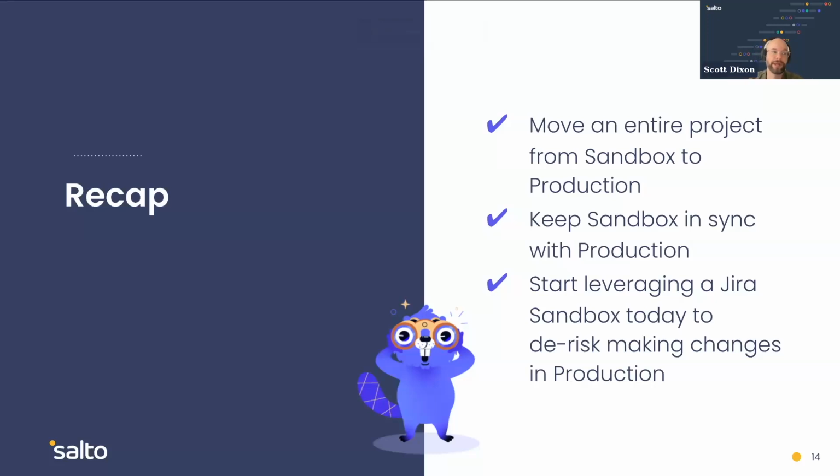Just to recap, you can use Salto to move an entire project in terms of the configurations from sandbox to production. It's a great way to help you keep your sandbox in sync with production. If you are making changes directly in production, you can push those back down to sandbox to keep everything aligned so that you can actually leverage your sandbox environment as a testing and development environment. So start leveraging a Jira sandbox today to de-risk making changes to production.